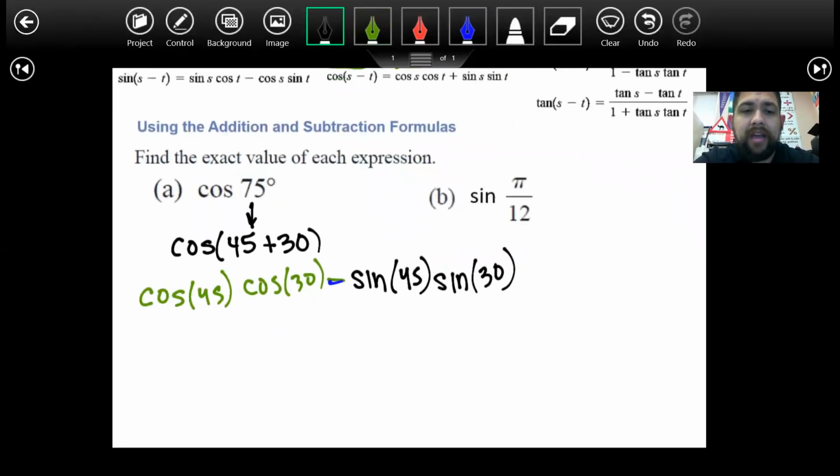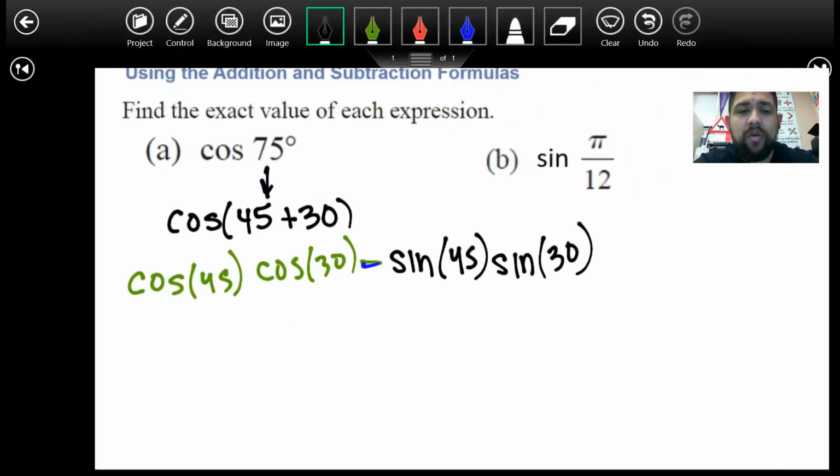Okay. And we want to be able to simplify this out. So what we're going to do here is look at cosine of 45. Looking on your unit circle, cosine of 45 is going to be radical 2 over 2. So we're trying to show the exact number for this. And then cosine of 30, which is right above it, is radical 3 over 2. So we have to multiply those two.